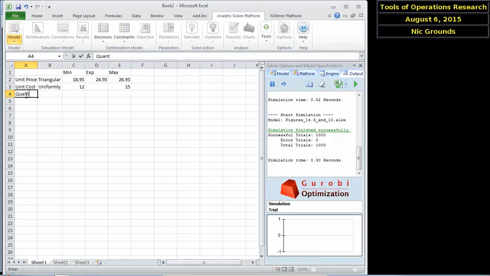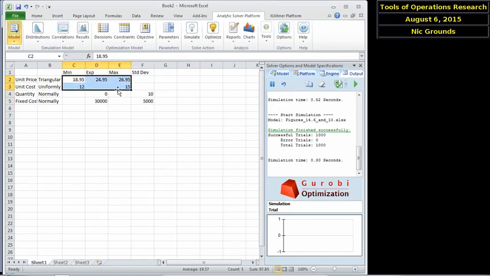So then we had our quantity, the random part of our quantity anyway, which was normally distributed. Okay, and that has an expected or mean value, which was 0, and a standard deviation representing how much above and below 0 it might go, which was 10. Okay, so that's the random part of the quantity sold. Not all of the quantity, but the random part of it. And then finally we had our fixed cost, which was normally distributed with a $30,000 mean and $5,000 standard deviation.